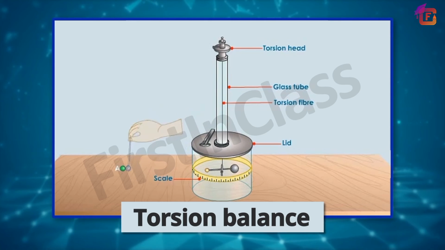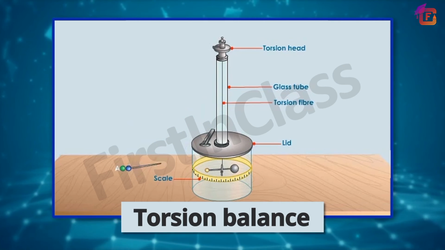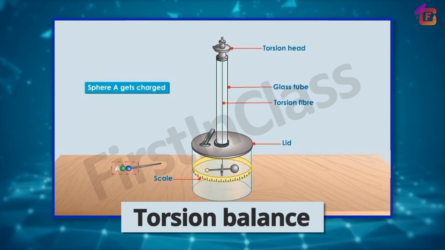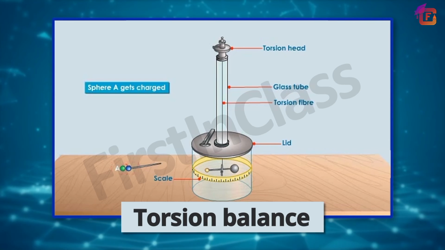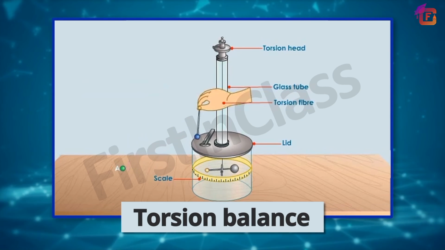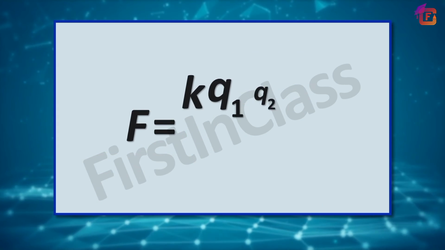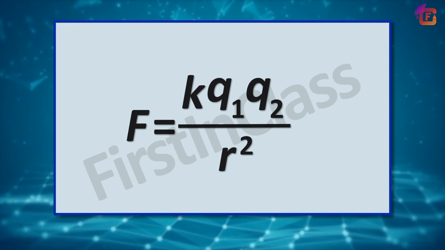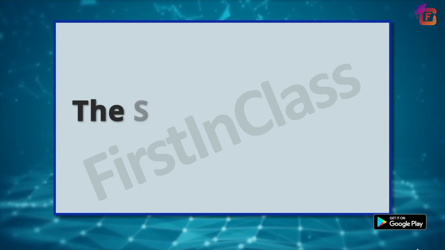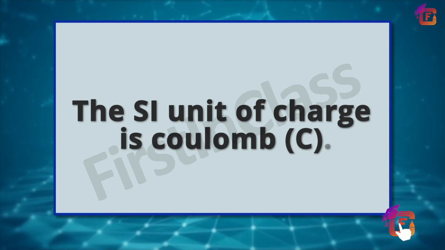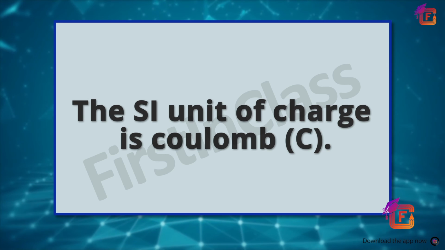Similarly, he varied the distance for a fixed pair of charges. Finally, he compared the forces for different pairs of charges at different distances. As a result, he concluded Coulomb's law as shown. In honor of Coulomb, the SI unit of charge is named the Coulomb.